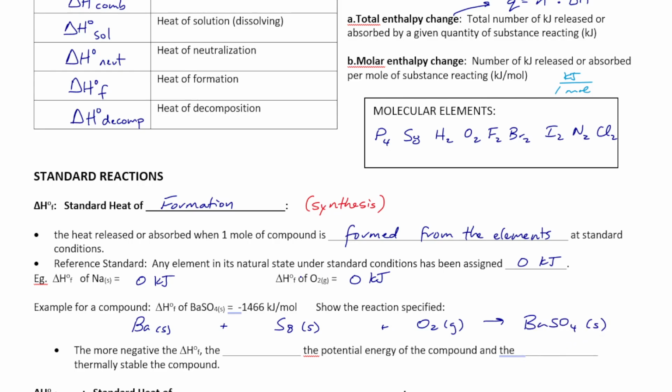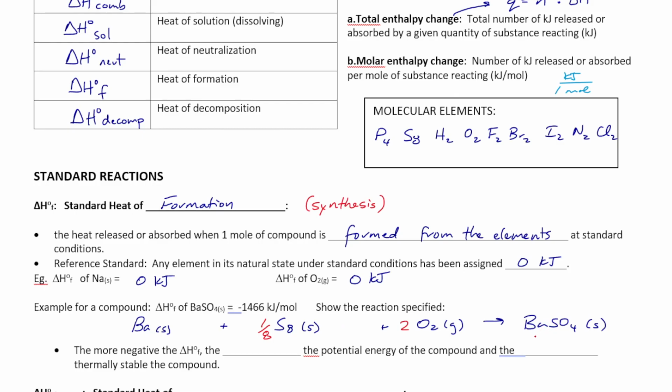Now, because this is a formation reaction of barium sulfate, I generally want to say for every 1 mole of barium sulfate. Now, typically we don't write the 1, so we'll leave that out. But I want this in terms of 1 mole of barium sulfate. Well, if I want this in terms of 1 mole of barium sulfate, my stoichiometric coefficient for oxygen has to be 2. My stoichiometric coefficient for barium has to be 1. But my stoichiometric coefficient for sulfur has to be 1 over 8 because I only need 1 sulfur.